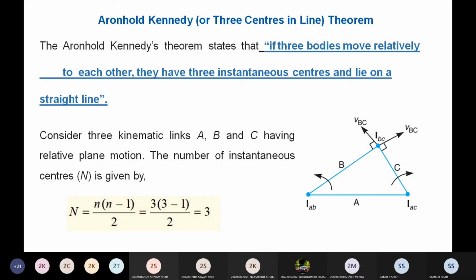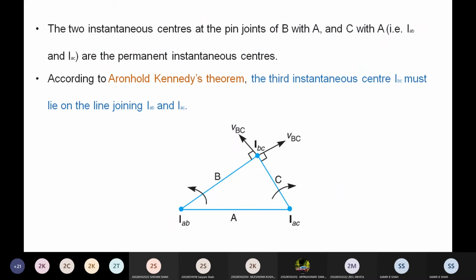So we are getting three I centers. If there are three bodies, then we get three I centers. So half the portion is already completed. Now, that these lie on a straight line is what we are going to prove.